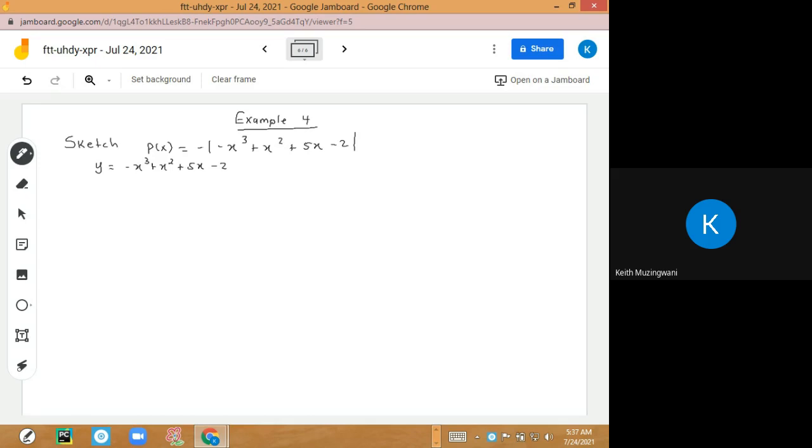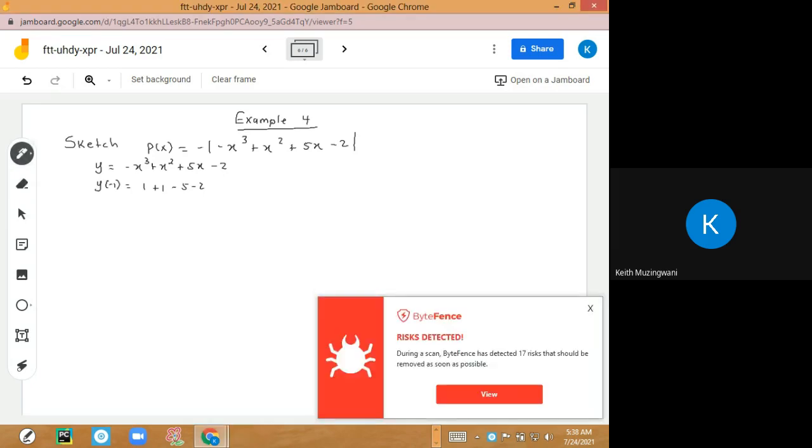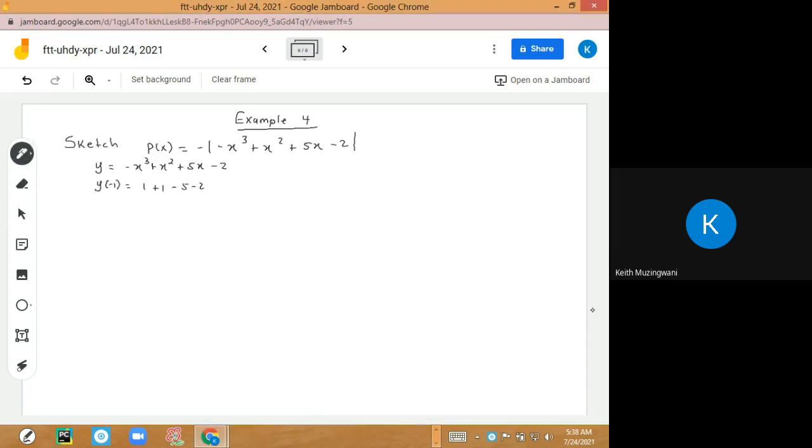Look for a 0. So let's try, if we try negative 1, we can see that it won't give us a 0. So when we're doing at negative 1, we're getting 1 plus 1 minus 5 minus 2. This is not 0, but this value may be necessary when sketching the graph. So let's get it. So this value is negative 5.